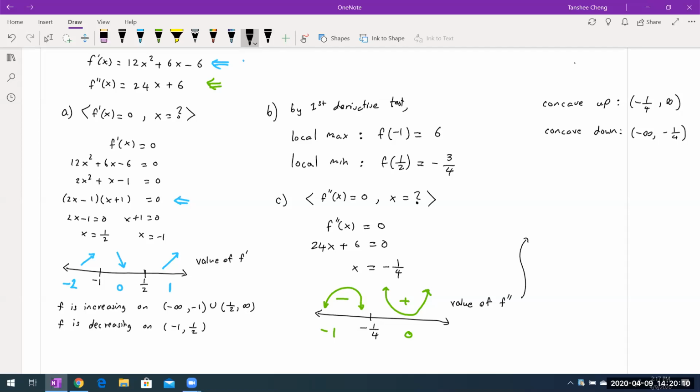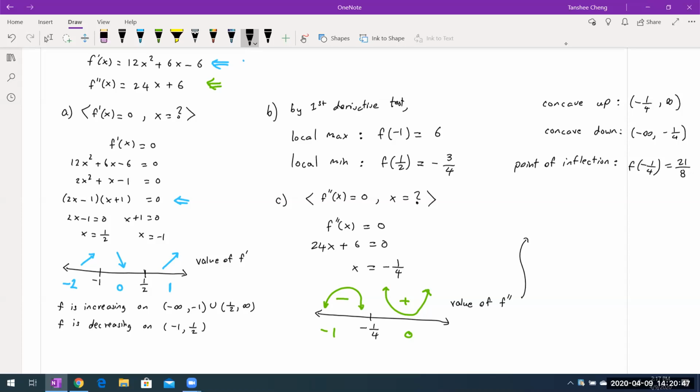And we can also answer the third part of this part C question, which is the point of inflection. So we do have a point of inflection. That happens at f of -1/4. So what is this value? If you punch -1/4 into the function, that will give me 21/8 if you compute that. So now we have answered all the questions of parts A, B, and C already.